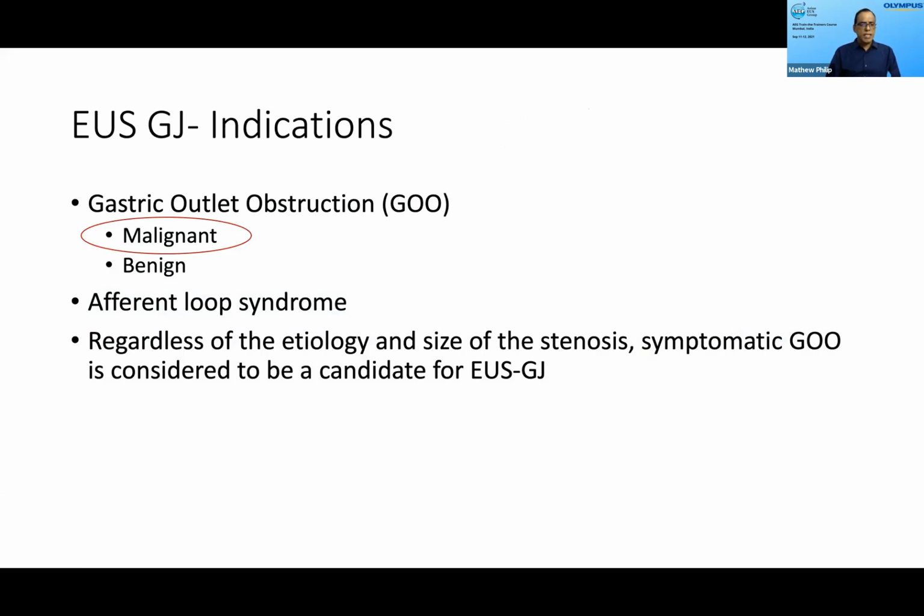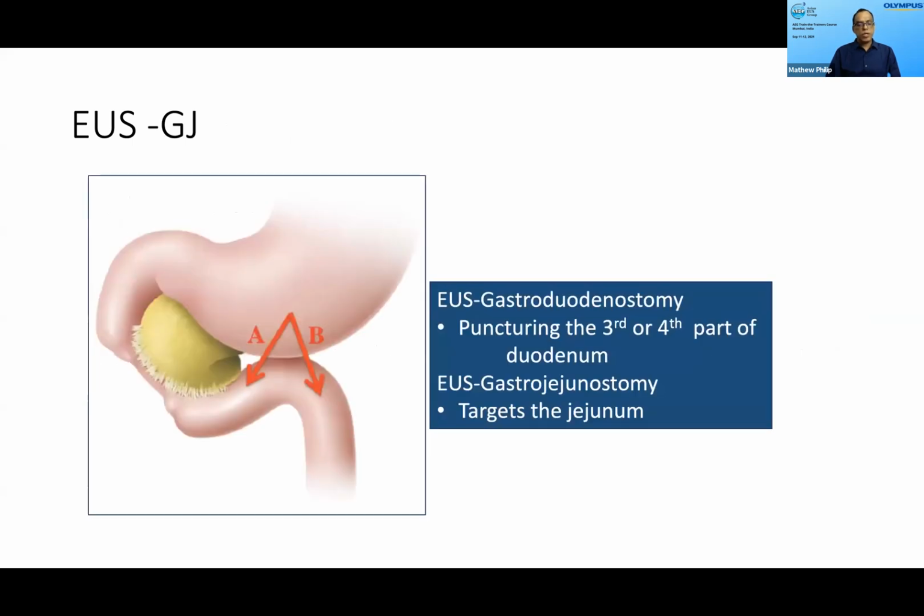So coming to the indications, I believe malignant gastric outlet obstruction for palliation is the most common indication. And then we have afferent loop syndrome. But regardless of etiology and size of stenosis, a symptomatic GOO is considered to be a candidate for EUS-GJ. So coming to EUS gastroenterostomy, we know that it can be directed towards the duodenum or towards the jejunum. For all practical purposes, I'll be using the terminology EUS gastrojejunostomy or EUS-GJ, but it may be going to the third part of the duodenum or even to the jejunum.